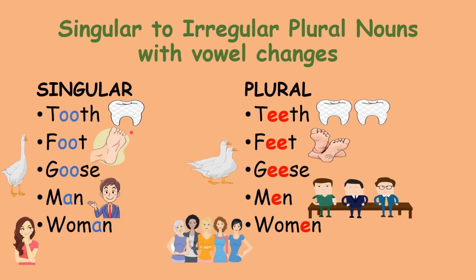For singular, the word woman is spelled W-O-M-A-N and is pronounced as woman. To make woman into plural, it becomes women. And the spelling goes W-O-M-E-N. The vowel A at the end of the word woman has been changed to the vowel E when it becomes plural, and the pronunciation is women.